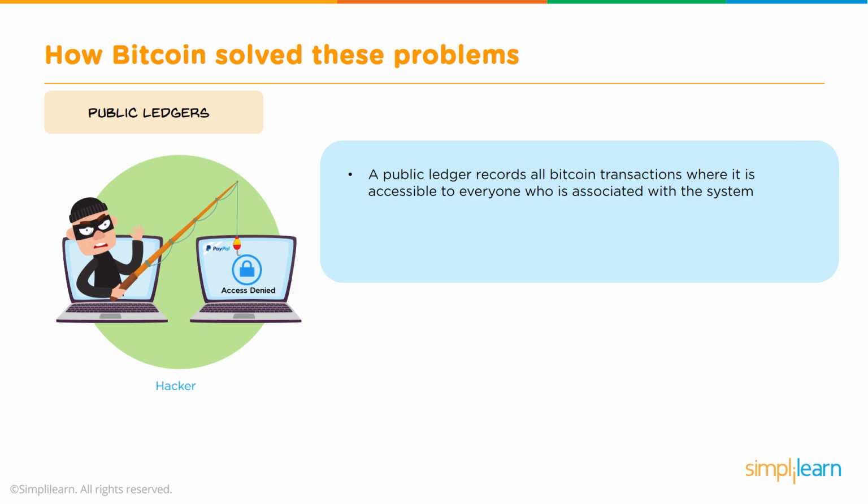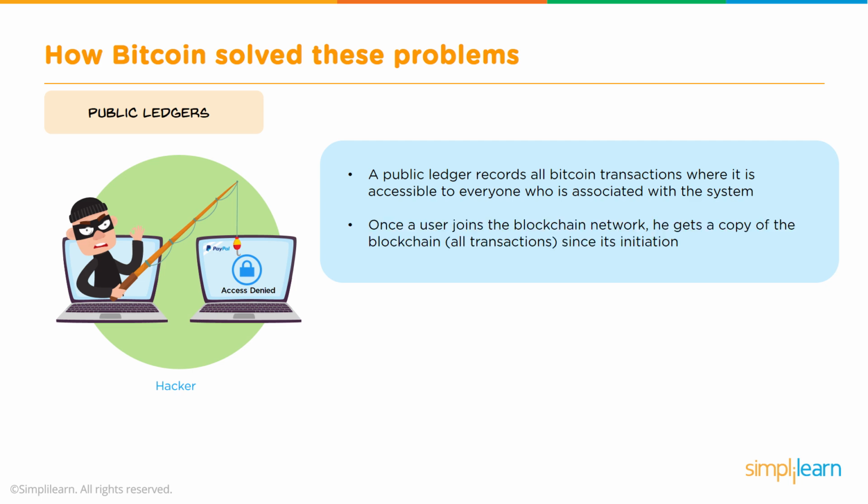Public ledger. A public ledger records all Bitcoin transactions and is accessible to everyone who is associated with the system. It is a 100% transparent system. Any transaction happening is visible on the public ledger. Once a user joins the blockchain network, he gets a copy of all the blockchain transactions since its initiation or inception. And the first block in a blockchain is called the Genesis block.